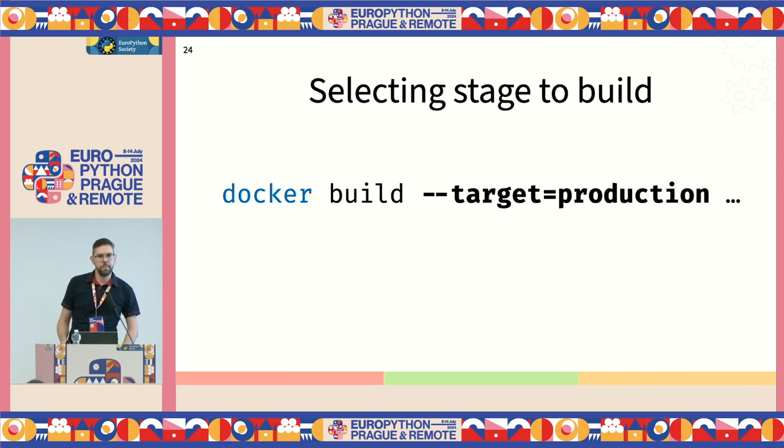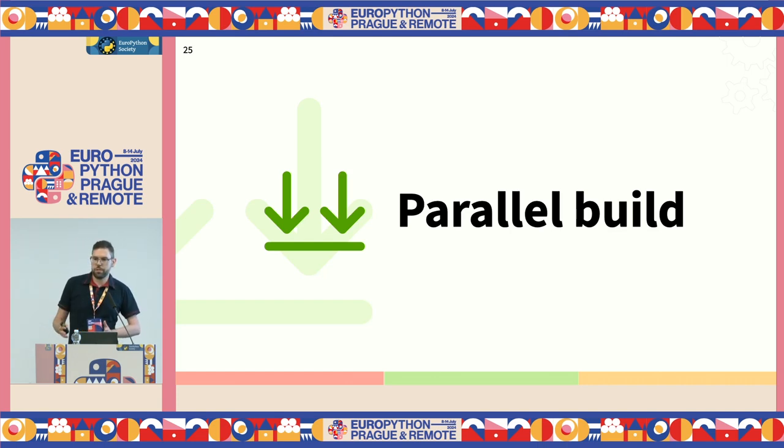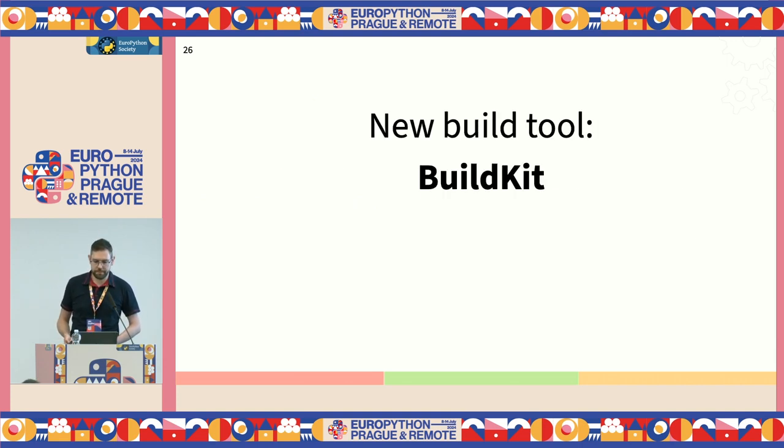When building the image, you can set the stage you would like to build using the target argument. Only layers from this stage will be included in the final image, and other layers will stay in your local build cache. Therefore, those 400 megabytes of build dependencies will not get deployed with your application. And the good thing is that only stages required by the target will be built, and when possible, they will be built in parallel, which speeds up the entire build process.